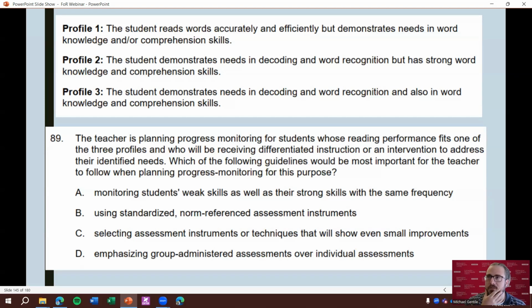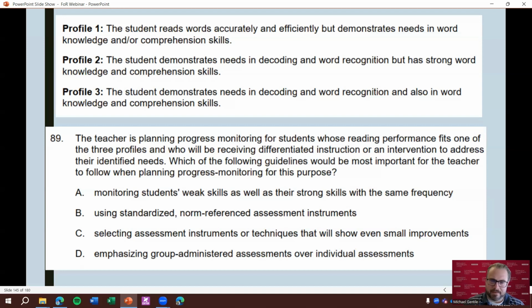We can sometimes choose an instrument that is far too hard for the student, in which case they could be making progress and they still wouldn't be showing any improvement, or the opposite, which is we choose an assessment that's way too easy for them. And so they've kind of hit the ceiling on the assessment and we're not showing growth that way either. That's the most important thing for progress monitoring, right?